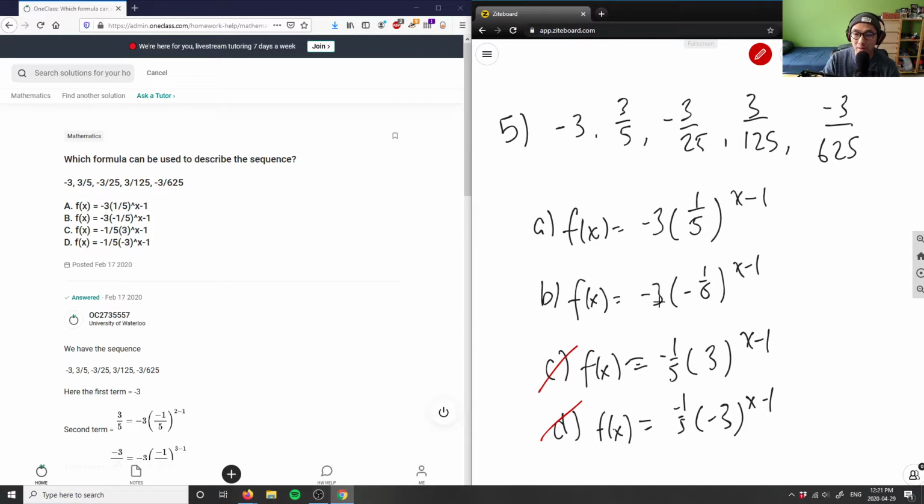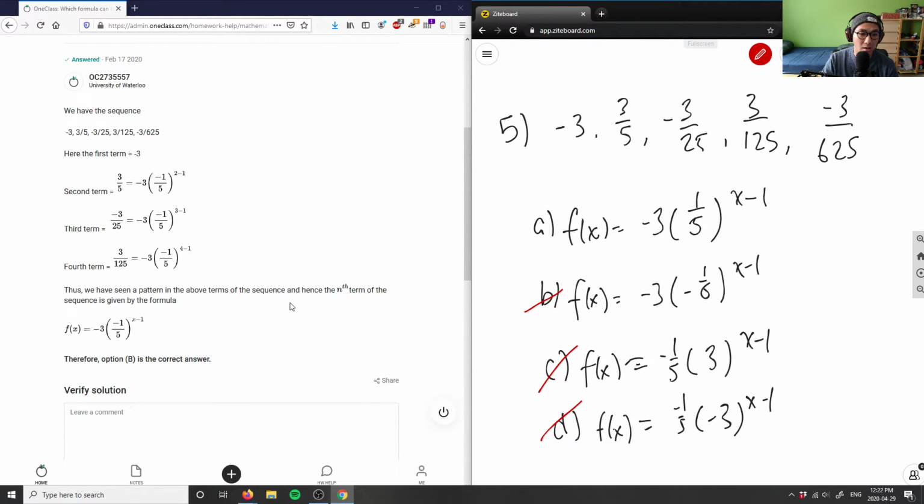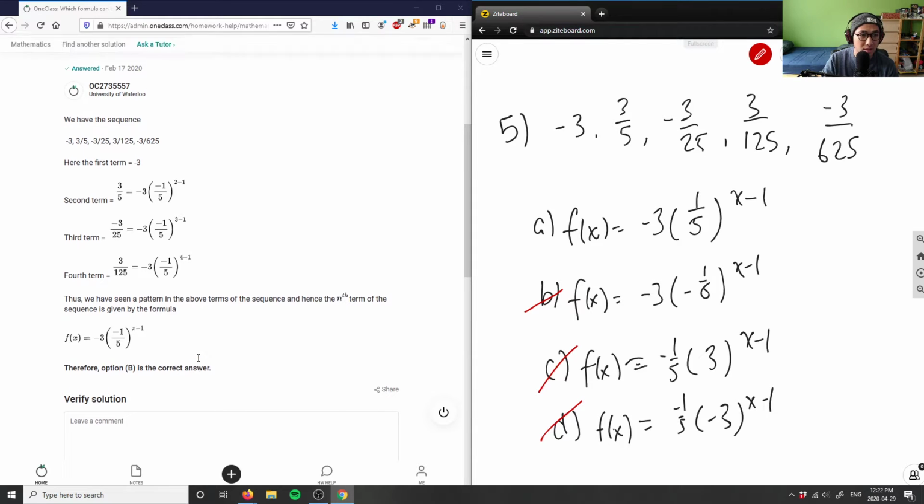And we just care about these two answers here. As you can see, B would also be an incorrect answer because I have two negatives here instead of one negative. Two negatives would make it positive, which means the signs would not change. Therefore, A is my correct answer. And as they said, B is my correct answer here.